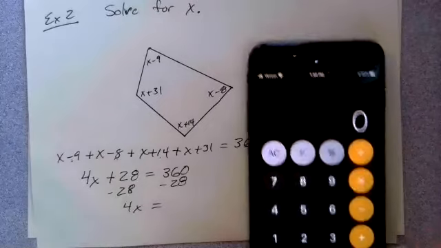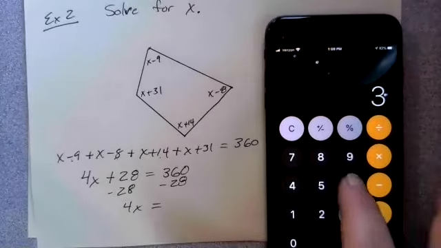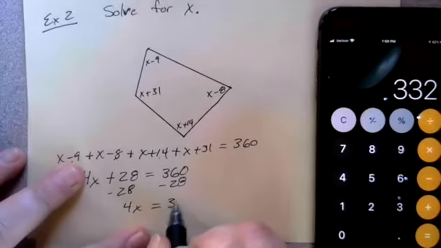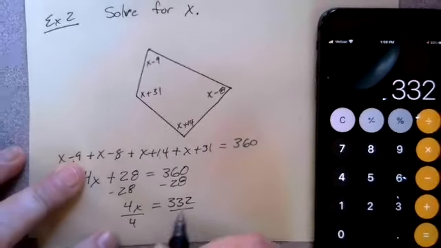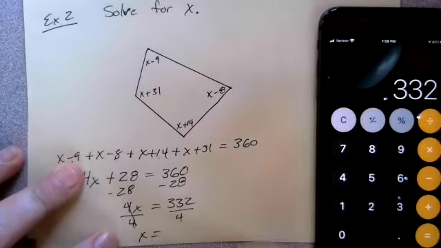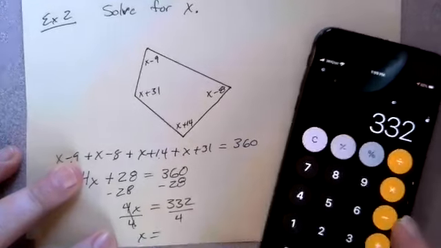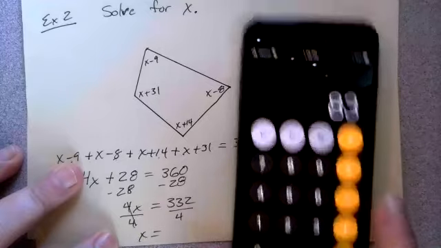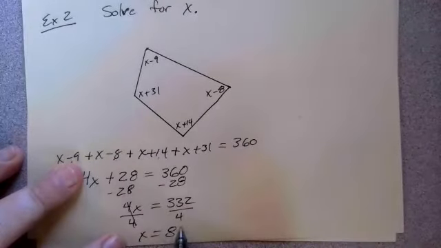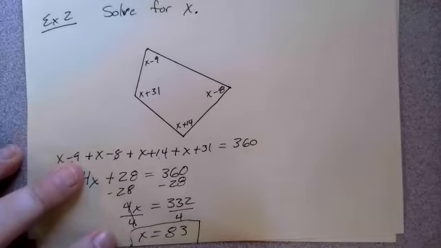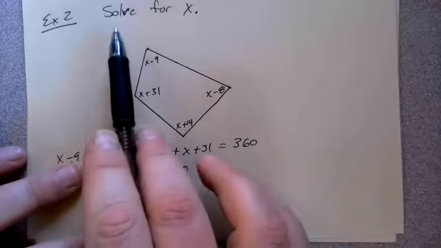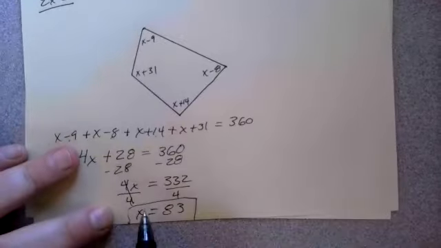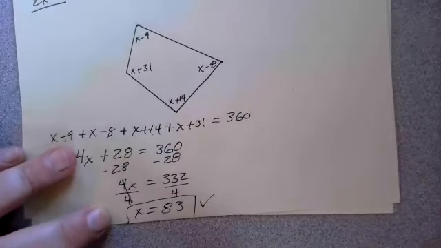Okay, so 360 minus 28 is 332. So 332, divide both sides by 4, x equals 332 divided by 4, and we get 83. All right, so our value of x is 83. Now, whenever I'm done, I want to go back and ask, did I answer the question? All the directions say is to solve for x, and we got x by itself, so that indeed is as far as I have to take it.